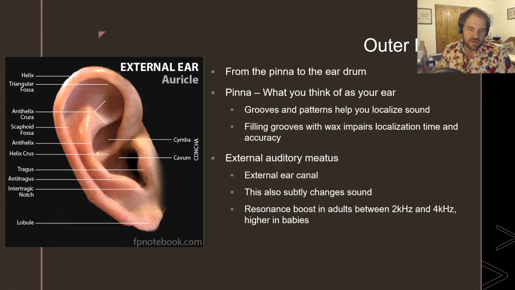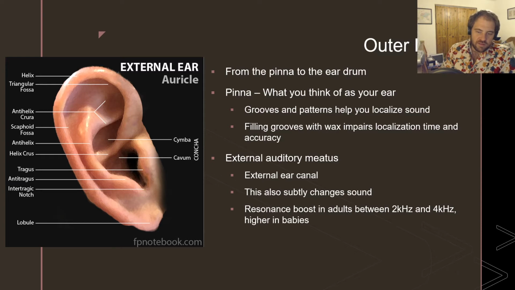And then we have the external auditory meatus, which is the part that you stick your pinky into when you scratch your ear. It's also called the external ear canal. This also subtly changes the sound, not nearly as much as the pinna, but there is a resonance to it. Any tube is going to have a resonant frequency, and the ear canal is no different. It's a tube. It's a short tube, but it is a tube. So there is a resonance frequency there.